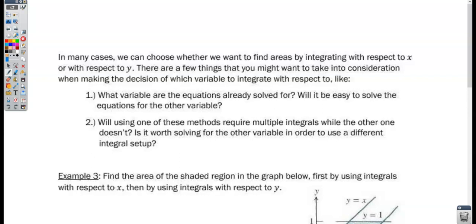Alright folks, we're joining you here for our second video on section 8.5, finding the area between two curves with respect to y. We're going to pick up right where we left off. We had just finished example 2 on the previous page.